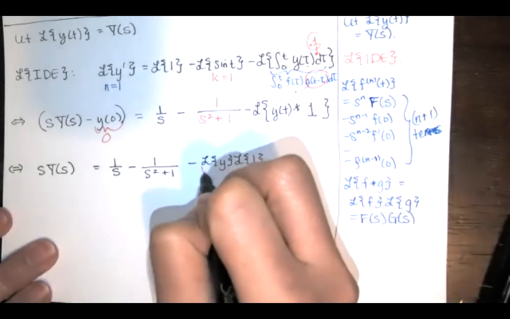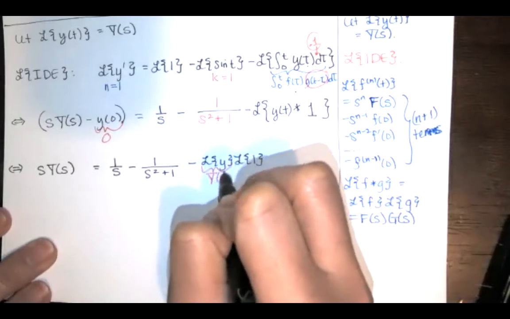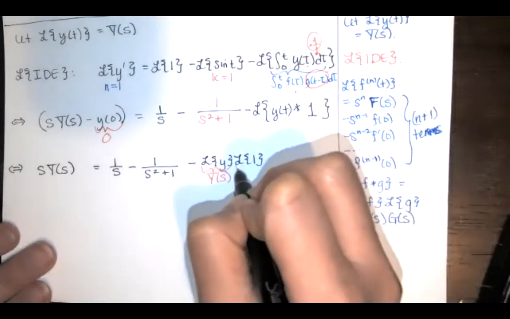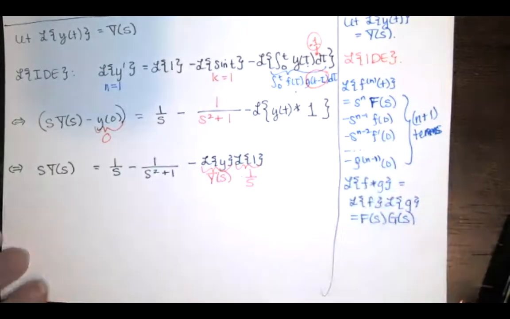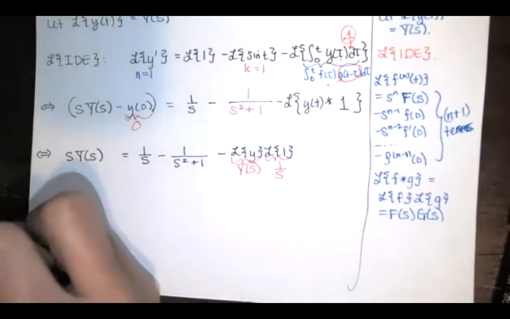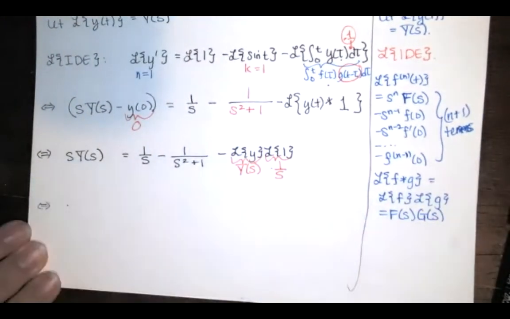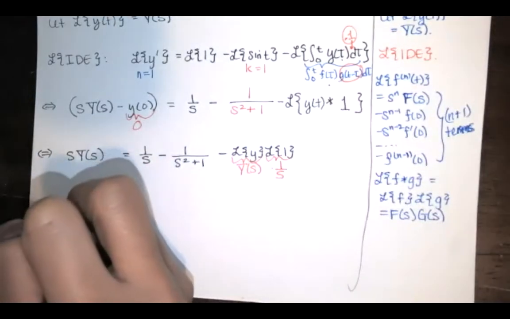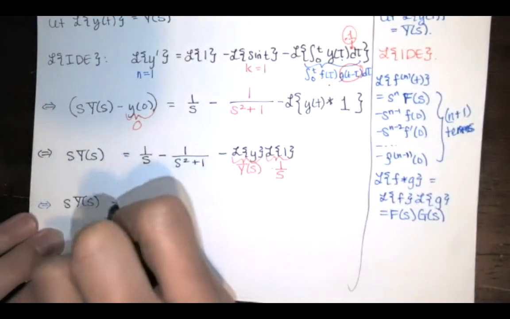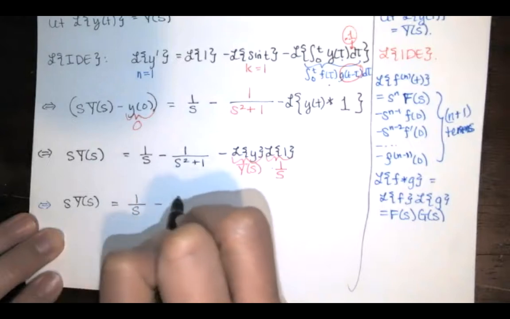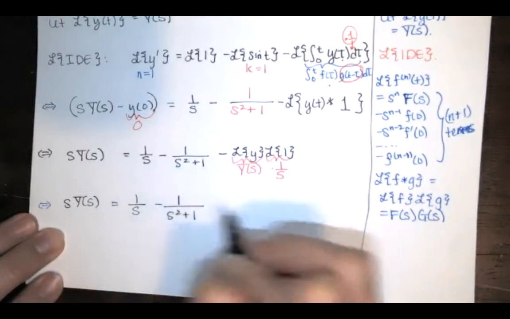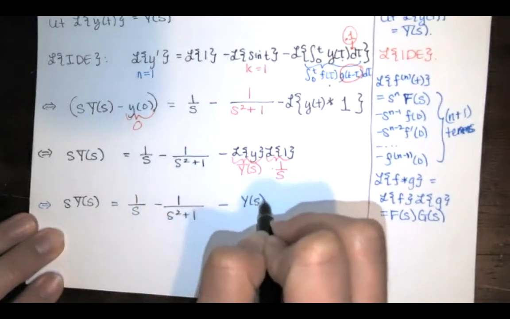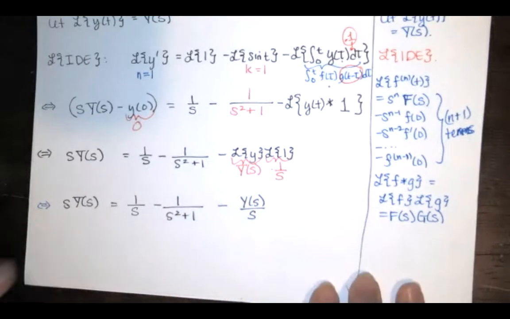Well, this is Y of s by definition. That was our choice of notation. And the Laplace transform of 1 is 1 over s. So the equation simplifies to this. We have s times Y of s equals 1 over s minus 1 over s squared plus 1 minus Y of s, all divided by s.